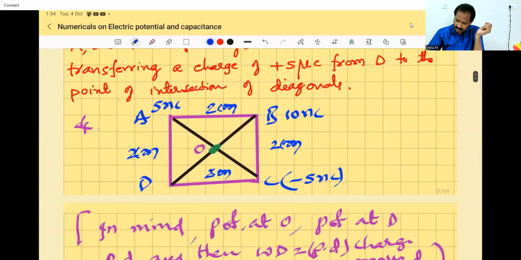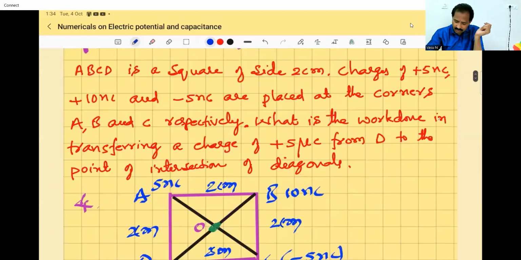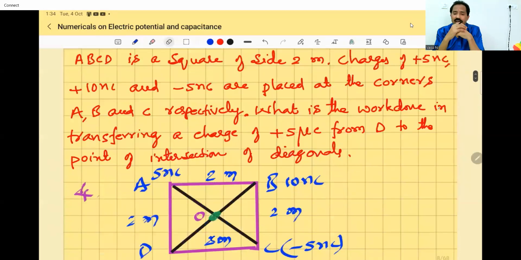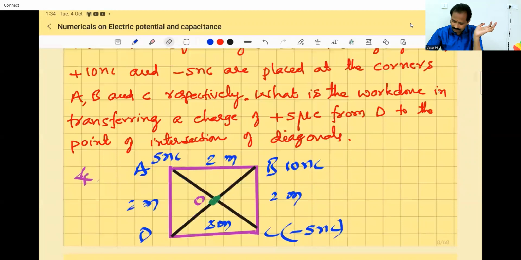Assume it is in meters only. It is given in meters. If it were given in centimeters, no problem. Centimeter means 10 power minus 2 meter. That's it. Okay. Fine. Look at the problem.